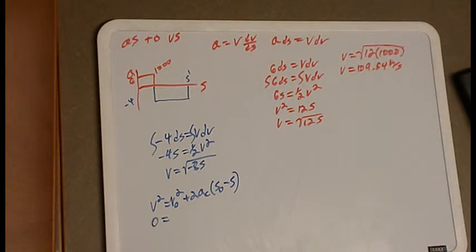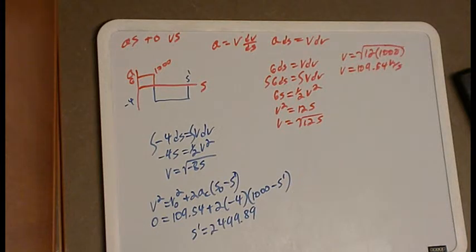V is equal to, our V is 0. Our V naught, we're starting at 1,000 meters. At 1,000 meters, we are going 109.54 meters per second. And we're going to take that plus 2 times our deceleration of -4 times S prime minus S naught, 1,000, because we're starting at the peak velocity, trying to find out where S prime is. S prime is then equal to 2,499.89. We're going to round that to 2,500 meters.